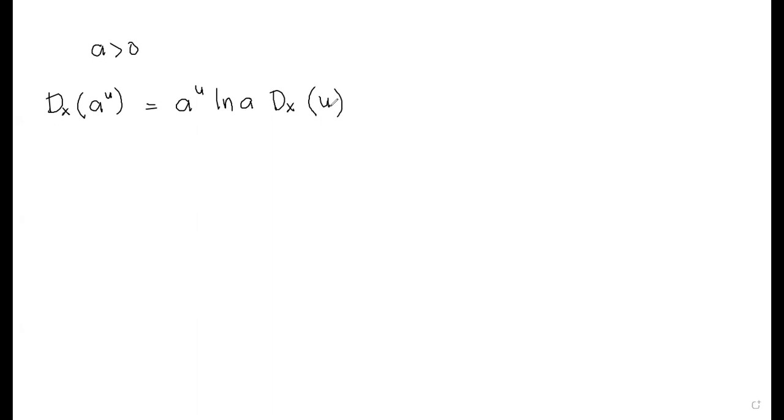Because if it were a constant value, it would be 0. So let's have an example. H of x equals, not a, but let's have 5 raised to the power of 2x plus 4. There you go.